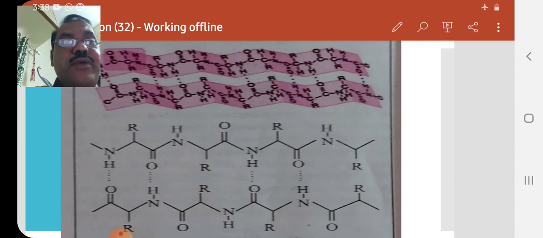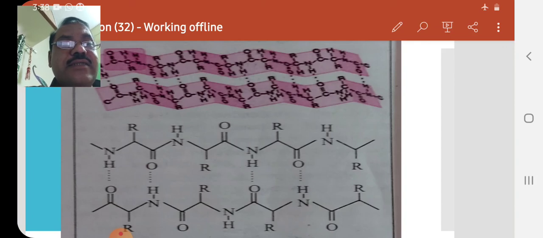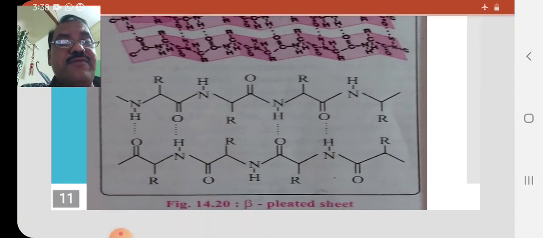So the main difference between alpha helix and beta pleated is that alpha helix structure is a spiral or coiled structure, whereas beta pleated is a sheet like structure. In alpha helix structure, the CO group of the first forms a hydrogen bond with the NH of the fourth amino acid. But in beta pleated, all nearby CO and NH groups can form hydrogen bonding with themselves.